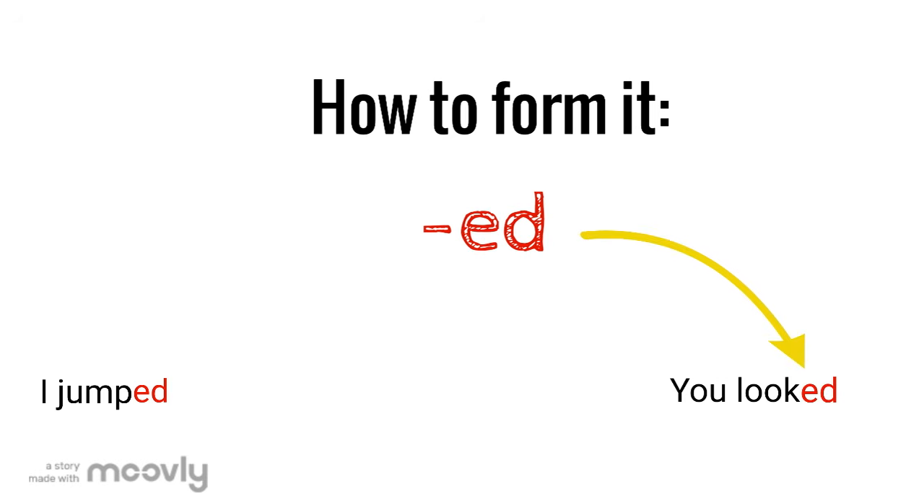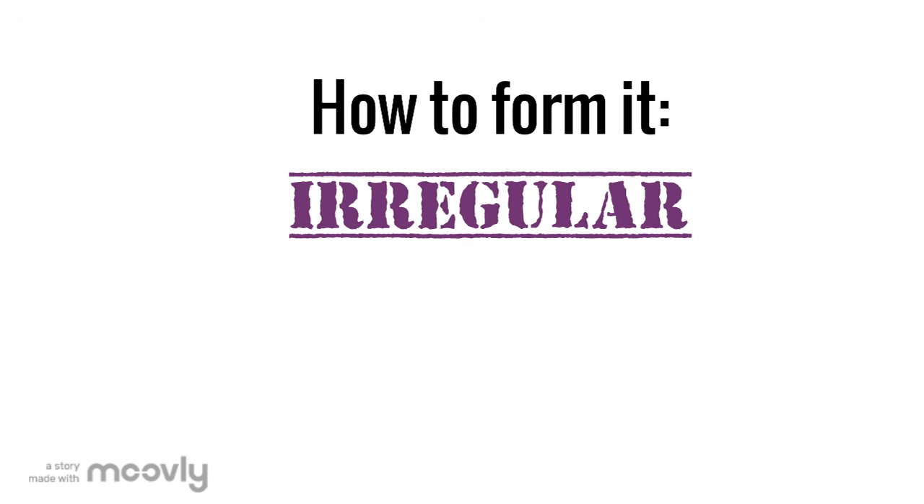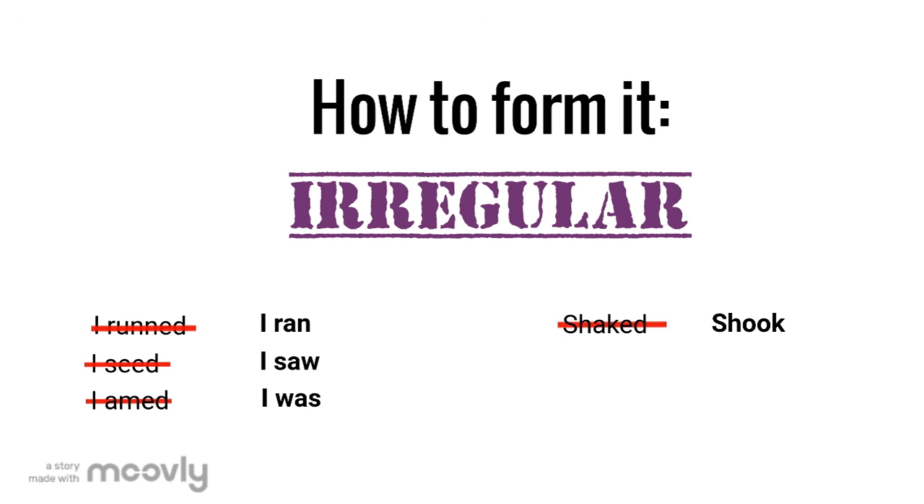Of course, we also have tons of irregular preterites. They seem obvious now, but when you were younger, people had to correct you for following the pattern when you actually needed the irregular verb. For example, it's not "I runned," but "I ran." It's not "I seed," but "I saw." It's not "I ammed," but "I was." Not "shaked," but "shook." Not "thinked," but "thought." And not "telled," but "told." And there are lots more.